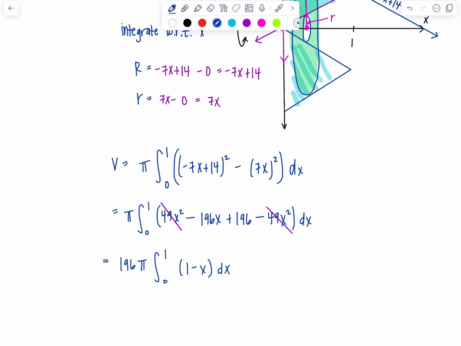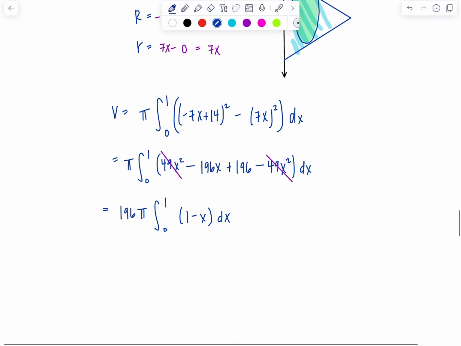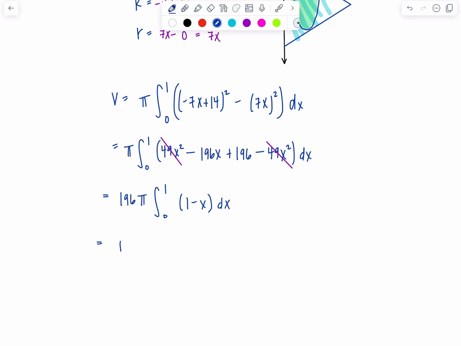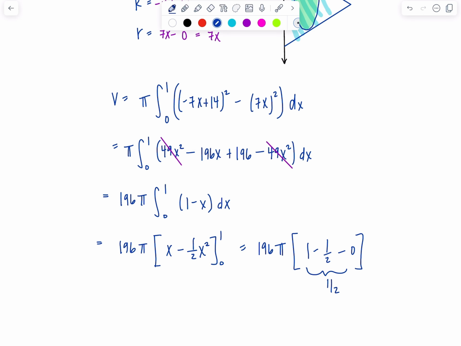Isn't that less frightening to integrate? I mean, I just love it. Take out constants when possible. 196 pi, hanging outside, minding its business. Antiderivative of 1 is x. And then we have minus 1/2 x squared from 0 to 1. Leave the 196 pi outside. Look, it's happy. Don't mess with it. 1 minus 1/2 minus 0. So this is just a half times 196 pi is 98 pi. And voila, we are done.